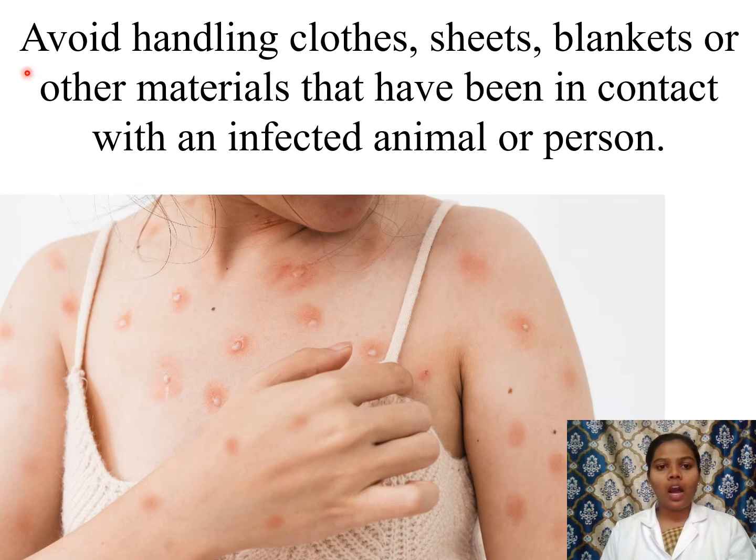Next point is avoid handling clothes, sheets, blankets, or other materials that have been in contact with an infected animal or person. As we all know, this disease can spread through respiratory droplets, mucous membranes, the scabs of the rash, and also the fluid from the rash. If that is transmitted to another person, this virus may easily spread. And there is also sexual transmission, including among homosexuals, so it is very communicable. Hence we have to avoid those clothes, sheets, blankets, and other materials that have been in contact with an infected person or animal.